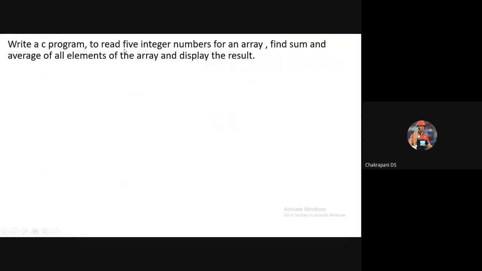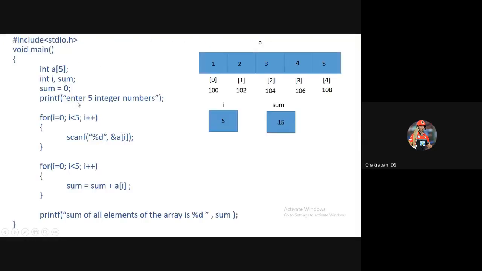Write a C program to read 5 integer numbers for an array. Find the sum and average. You can easily find the sum and average. See, what you can do here is, in the same program, you can do this modification. Int I, sum, you can declare one more variable called average or AVG, but don't declare it as int, because the average of any values is most of the times a floating point number.